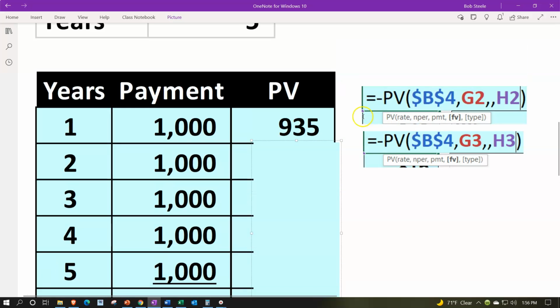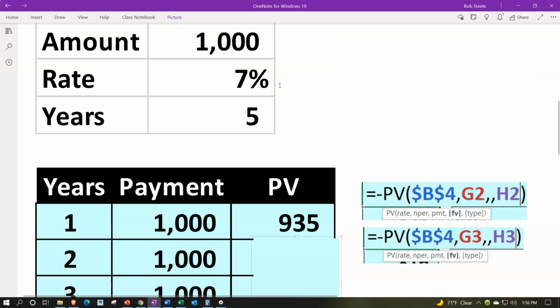The rate is being pulled up here, the 7%. Notice it has an absolute reference, $ before the B and 4. You only need a mixed reference, but the point is that when I copy that down, I don't want this cell to move because it's outside of the table. I don't want it to move down relative as I copy this cell down. That's why it's got the $ signs.